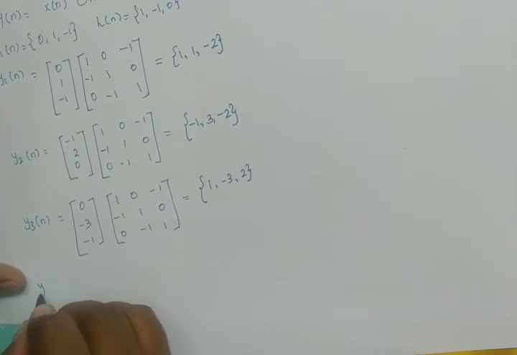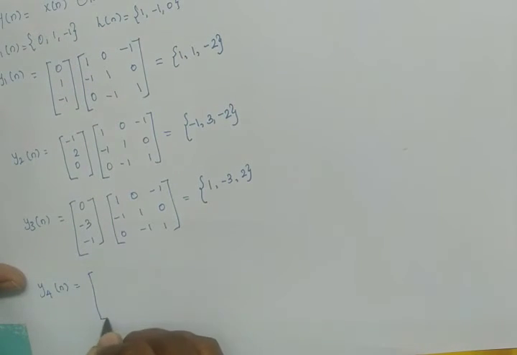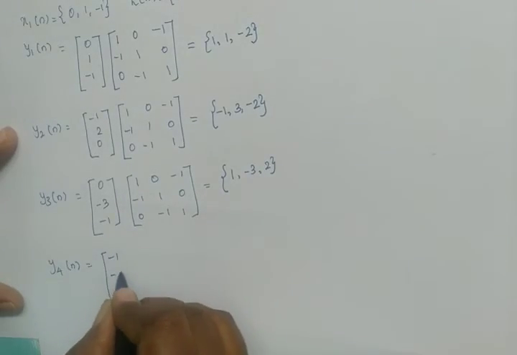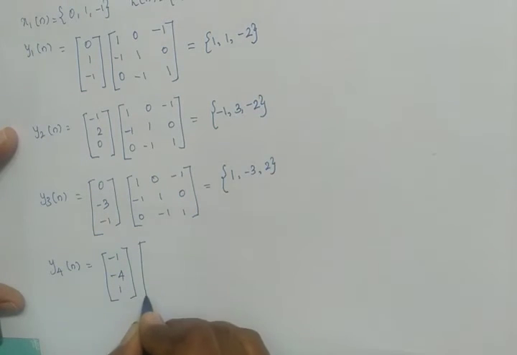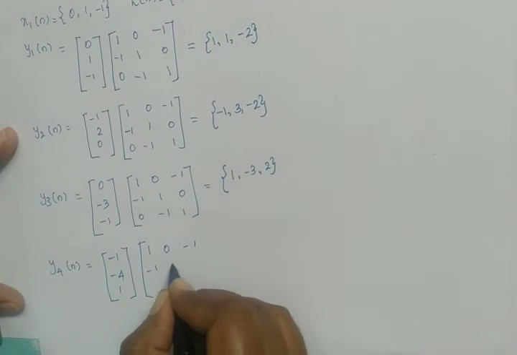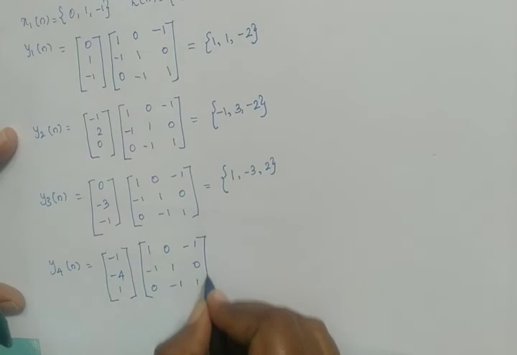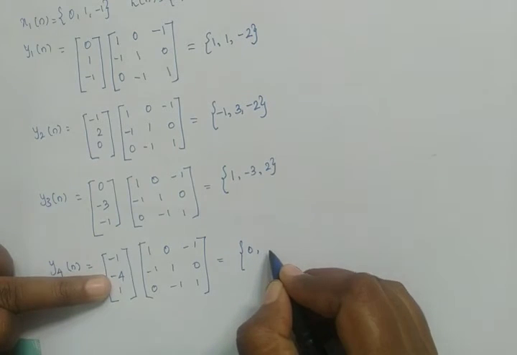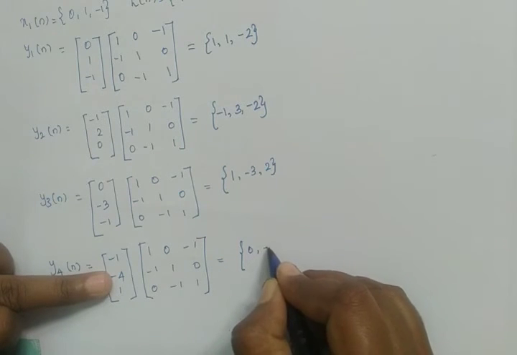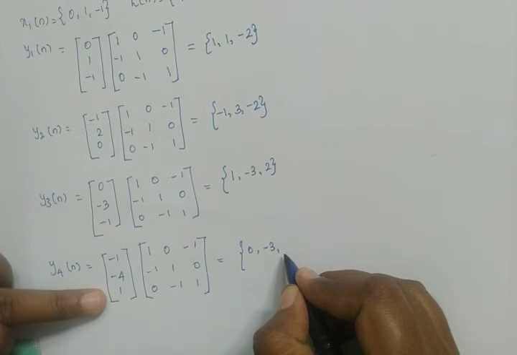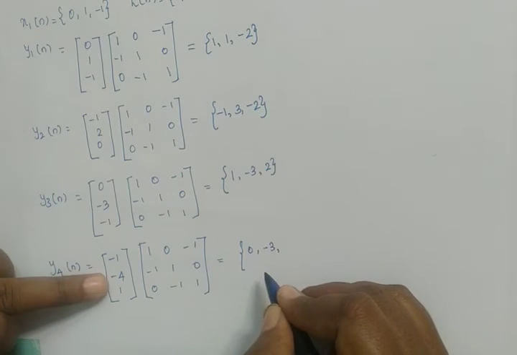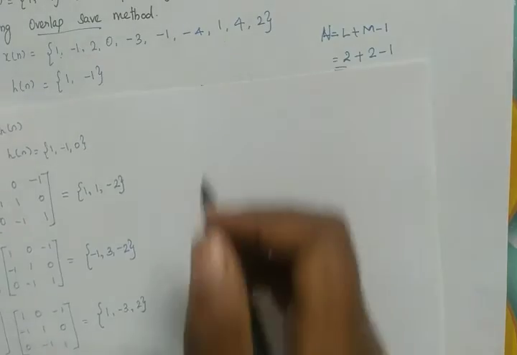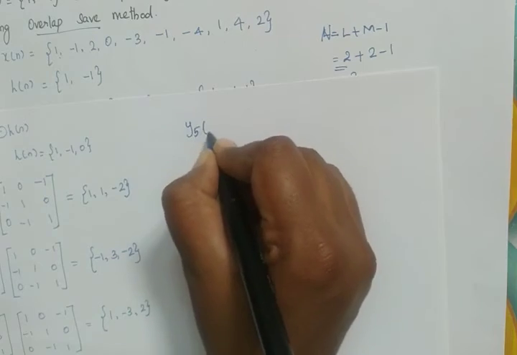Now what is y4 of n? y4 of n is equal to minus 1, minus 4, 1, multiplied by 1, 0, minus 1, minus 1, 1, 0, 0, minus 1, 1. So y4 of n is equal to 0, minus 3, and here it is 5, 4 plus 4, 5. So 0, minus 3, 5.